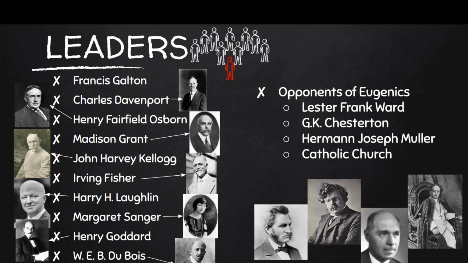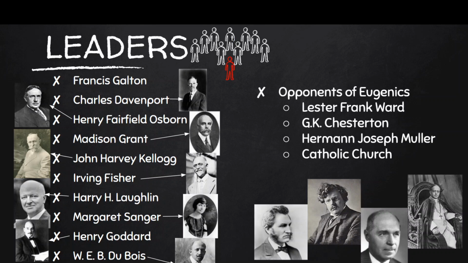A conservative medical doctor, nutritionist, inventor, health activist, anti-masturbation advocate, and businessman, John Harvey Kellogg created the Race Betterment Foundation, as well as invented granola and cornflakes, peanut butter, soy milk, and imitation meats. Irving Fisher, the guy with the mustache who reminds me of the Monopoly Man, was an economist, statistician, and inventor who established the American Eugenics Society and was on many other eugenics committees.